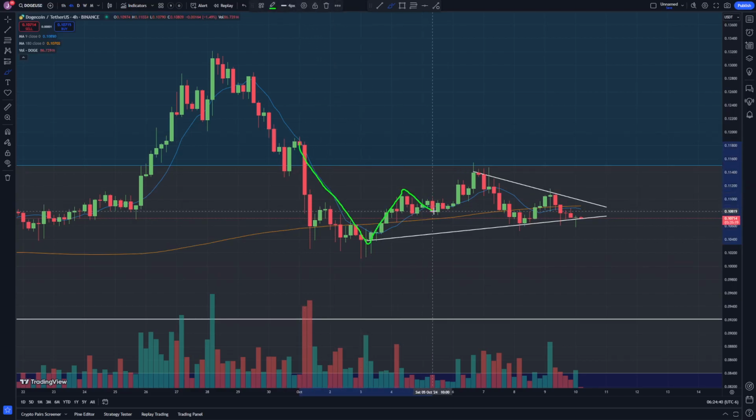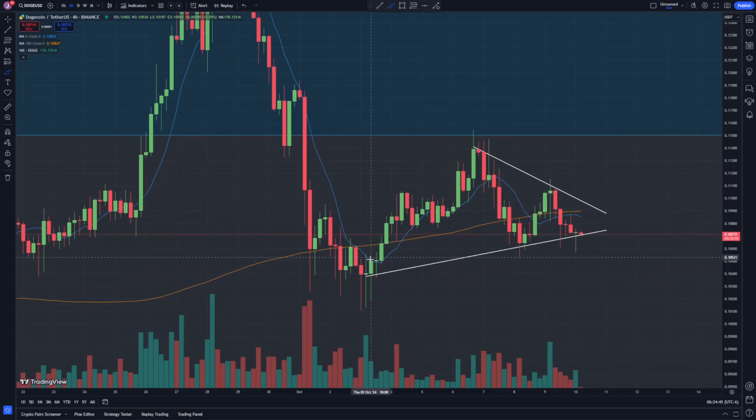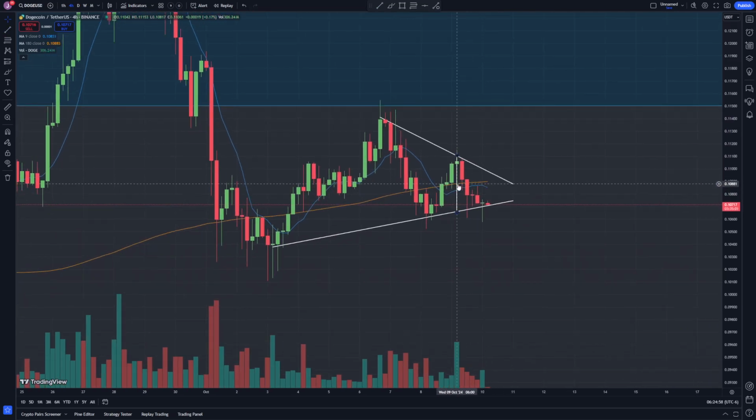I don't know. Let's see. Yeah, no. I'm still sticking with my symmetrical triangle. And so let's go ahead and target the top to the bottom of this. Like I said, I'm going to do it in the middle. You could kind of argue that it's over here, but I'm just going to do it over here to be conservative about the target. And let's go ahead and drag this to the breakout.